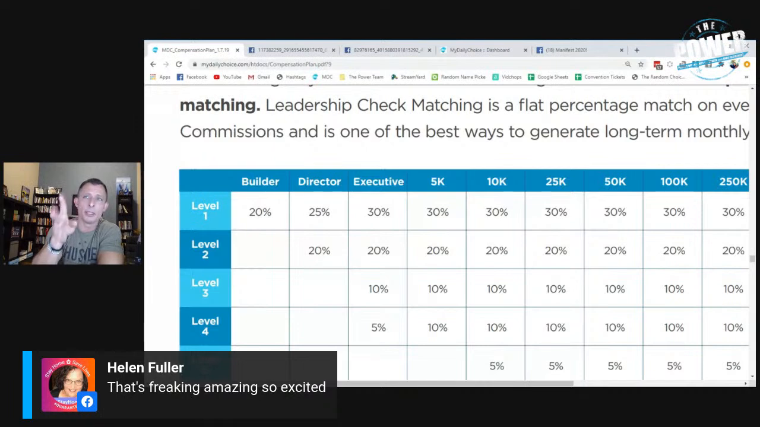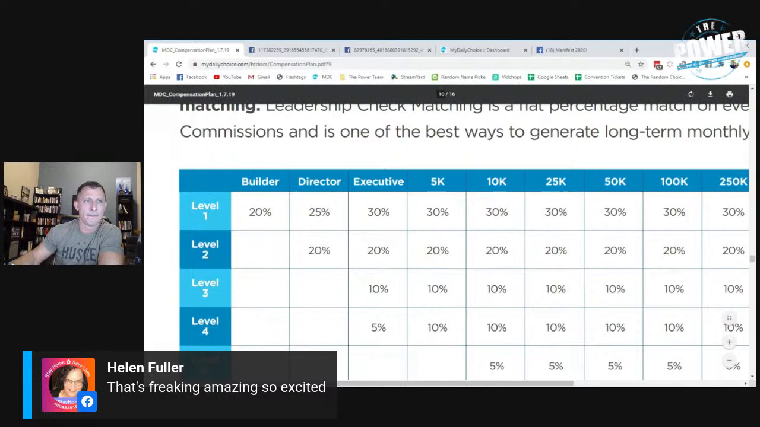Look what happens when you become an executive. 30% check match. The same as all these top ranks. Plus, you're getting 4 levels of check match as an executive. Anybody watching this, an affiliate, a builder, or a director, you know what to do. As soon as we're done, you need to go upgrade to executive because you're leaving money on the table. Okay?